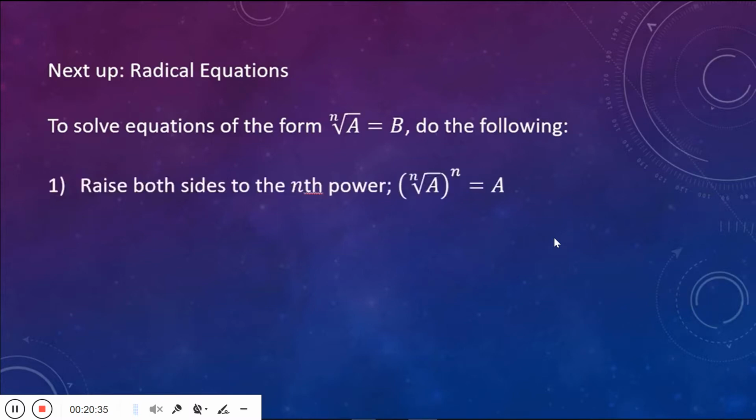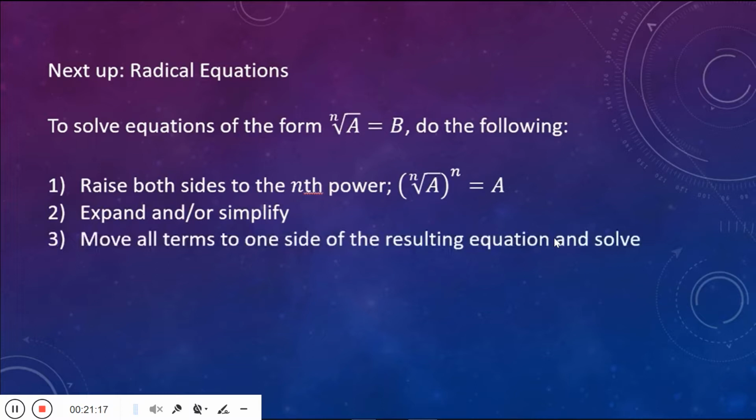To solve equations of the form the nth root of something equals something, you're going to do the following. You're going to start off by raising both sides to the nth power. And we're going to use the property, going back to the first week, that the nth root of a, that whole thing raised to the nth power, is just going to be a. We have a to the 1 over n to the n, and those powers multiply, and you get n over n, or 1. You're going to expand that right-hand side, and then you're going to simplify terms, combine terms, things like that. You're going to move all the terms onto one side of your resulting equation, and then you are going to solve them.